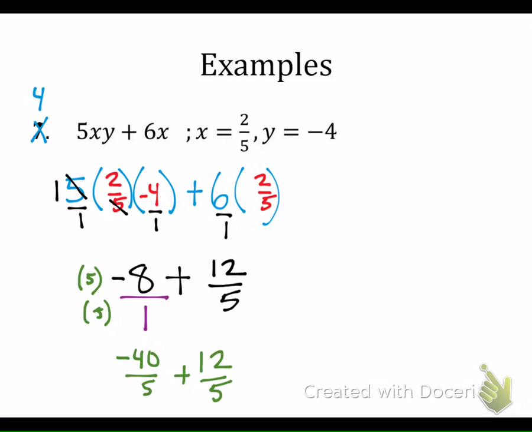Now I can go ahead and add the numerators. So here the signs are different, so I'm going to subtract the numbers, keep the sign of the larger number. So that's actually negative 28 over 5.